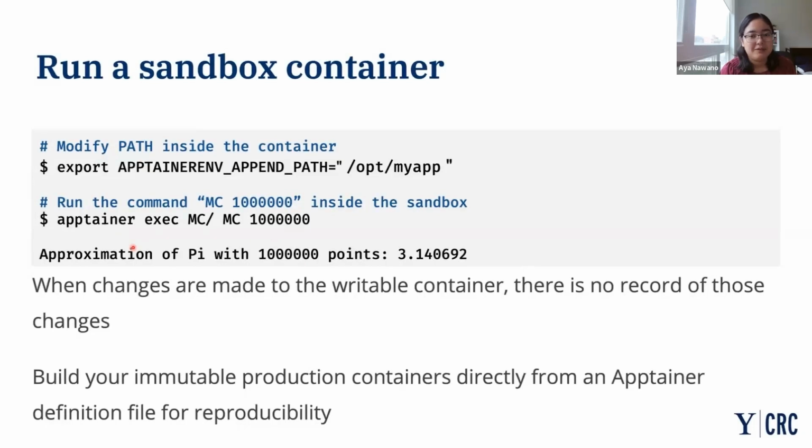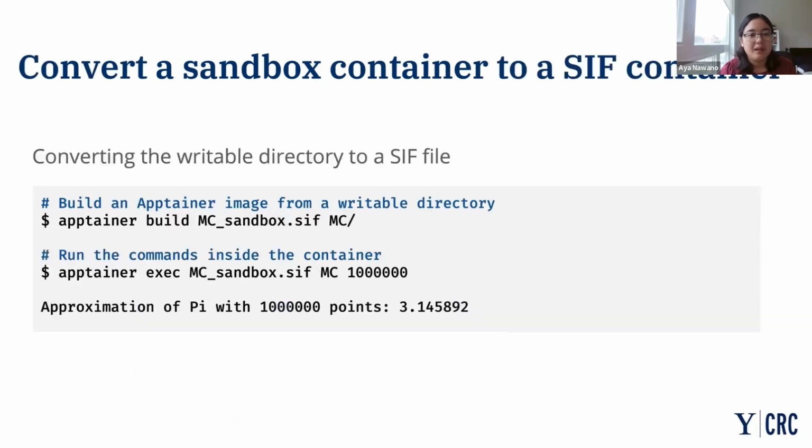While the sandbox is very flexible for interactive development, any changes made to the container are not recorded. If you need to build reproducible production containers, we recommend using an Apptainer definition file to build the containers. You can also convert a writable directory to a single zip file format with apptainer build, the name of the image, and the name of the writable directory.